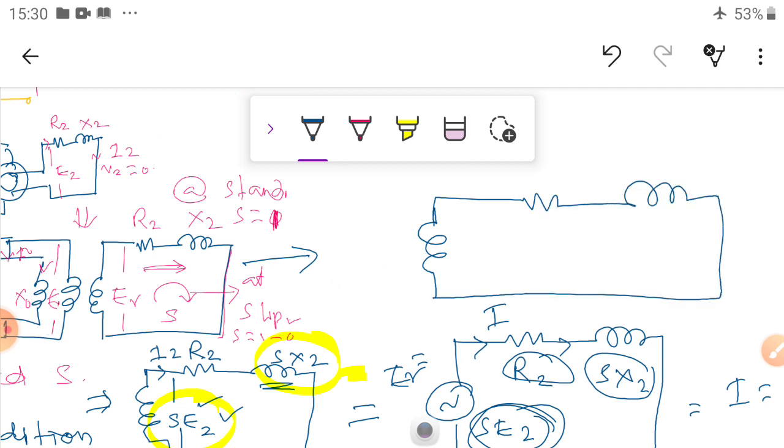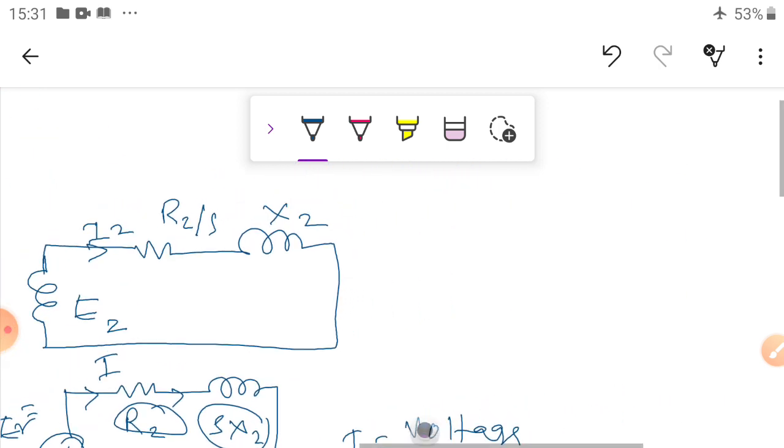Write it. So this is a direct, I can write it E2, R2 by S, X2, and this is the current I2. Okay, so this is the secondary equivalent circuit diagram. Now what can we write? Instead of I want this, because what is happening?